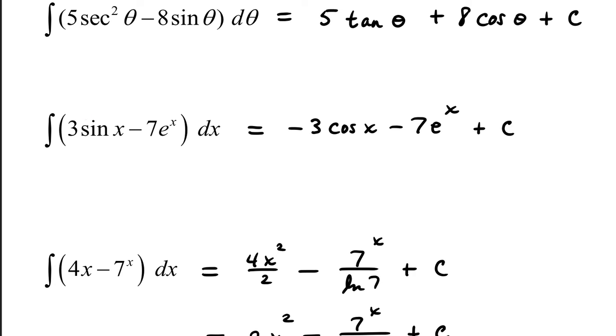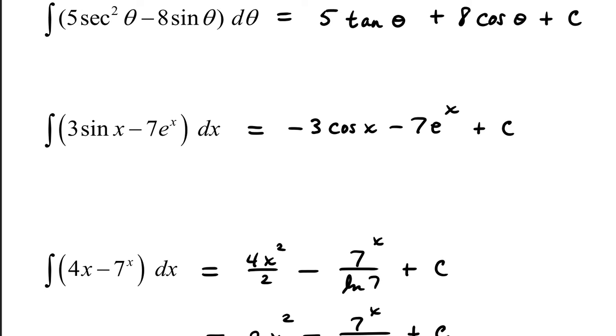The next example, the antiderivative for 3 sine x is negative 3 cosine x. e to the x has a derivative and antiderivative that stays the same. So as long as it's just simply e to the x, then your antiderivative will match. And the same thing for the derivative, it will match as well. Plus c for constant of integration.